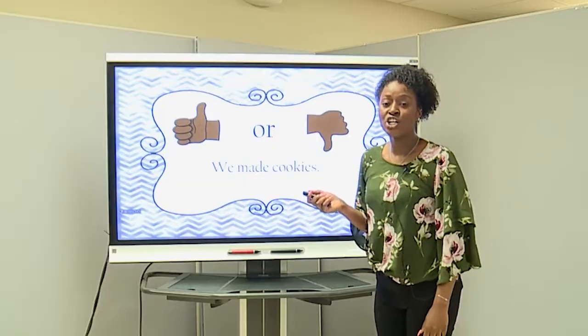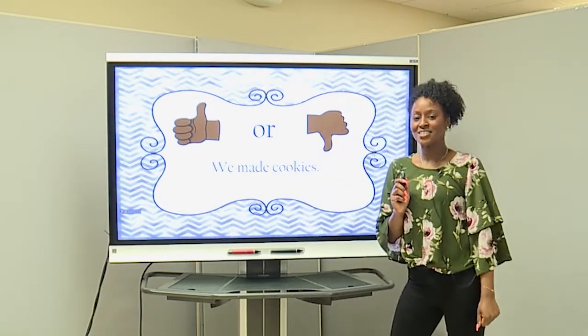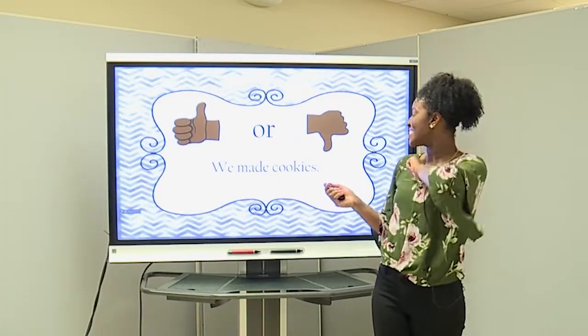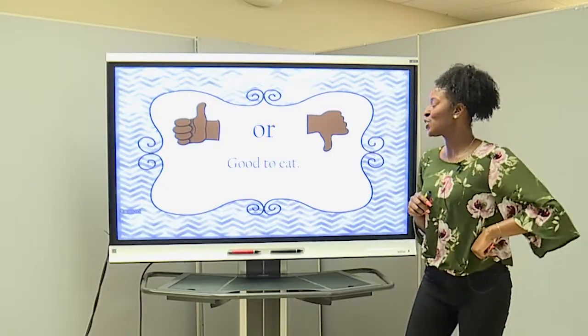We made cookies. This one is a sentence. Good to eat.